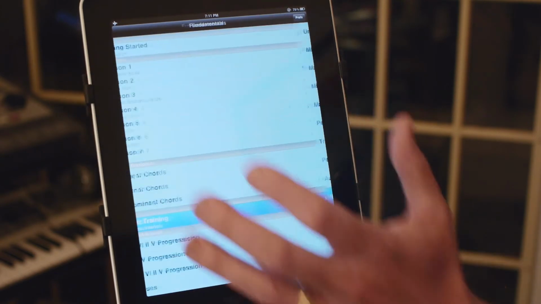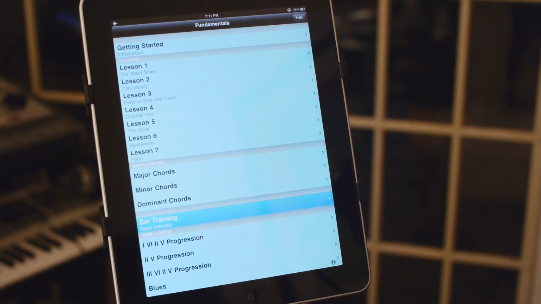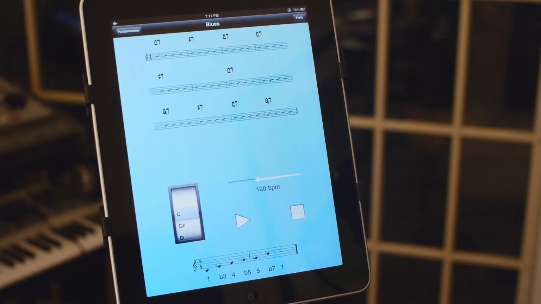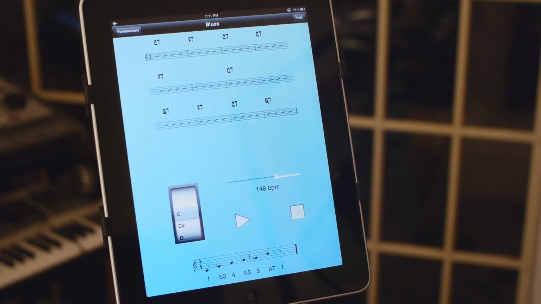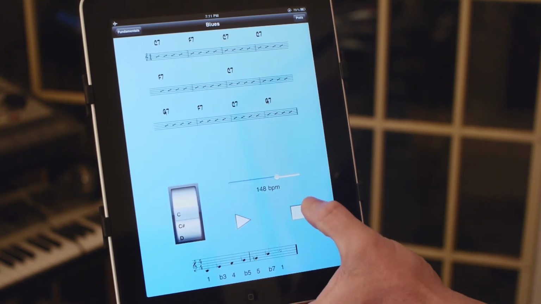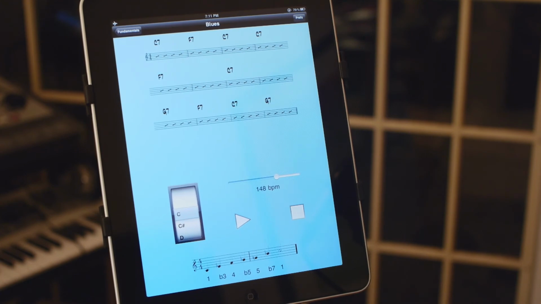In addition to the ear training, you have play-alongs. Again, we have a 1-6-2-5, a 2-5 progression, 3-6-2-5, and a blues. So as we get into blues under form, you've got blues in all keys and all tempos that cycle around endlessly. That is iImprov-Fundamentals.